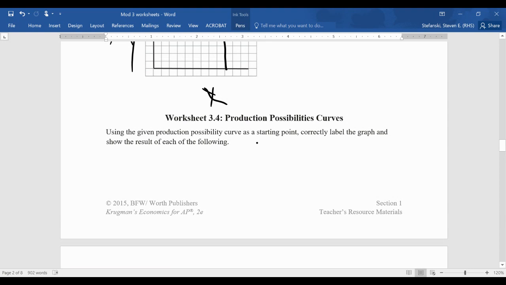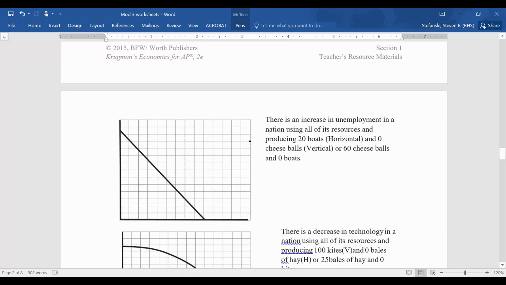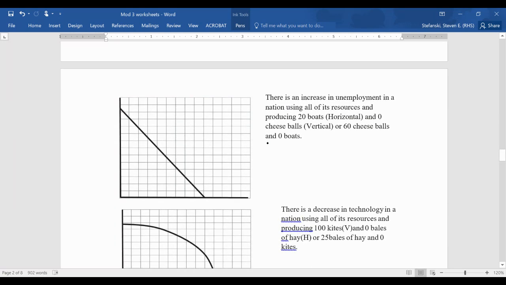All right, so the first one says there's an increase in unemployment, right? Increase in unemployment in a nation using all of its resources and producing 20 boats on the horizontal. So 20 here, and we'll put this as boats, and the 60 cheese balls. You always have to label things, right? And it says an increased unemployment. So an increased unemployment would put us, you'd put like a little dot right there. That's what would happen with increased unemployment. So I labeled it. Okay.